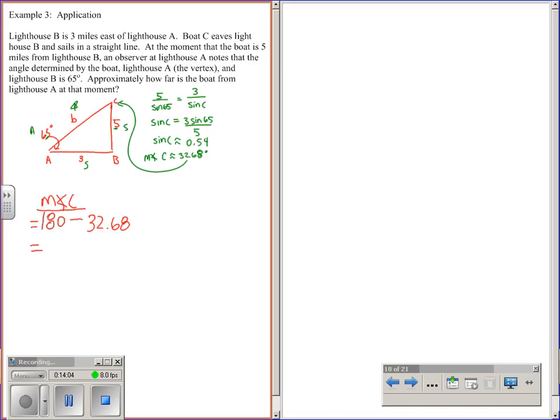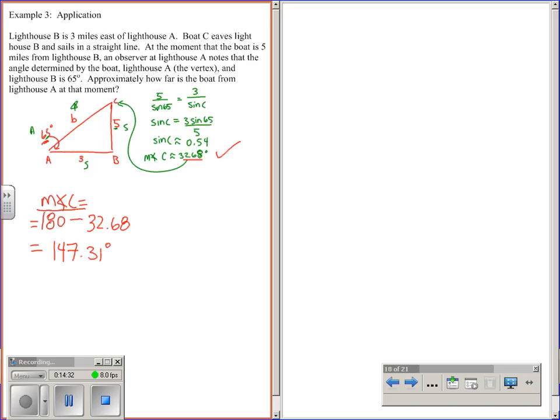And that is going to give us that the measure of angle C would be 147.31 degrees. Okay, now so we know this one would work out. It would work out because we could still come up with, you've got an angle A measure at 65 degrees, an angle C measure at 32.68. That means there is enough room within the 180 for the measure of angle B.